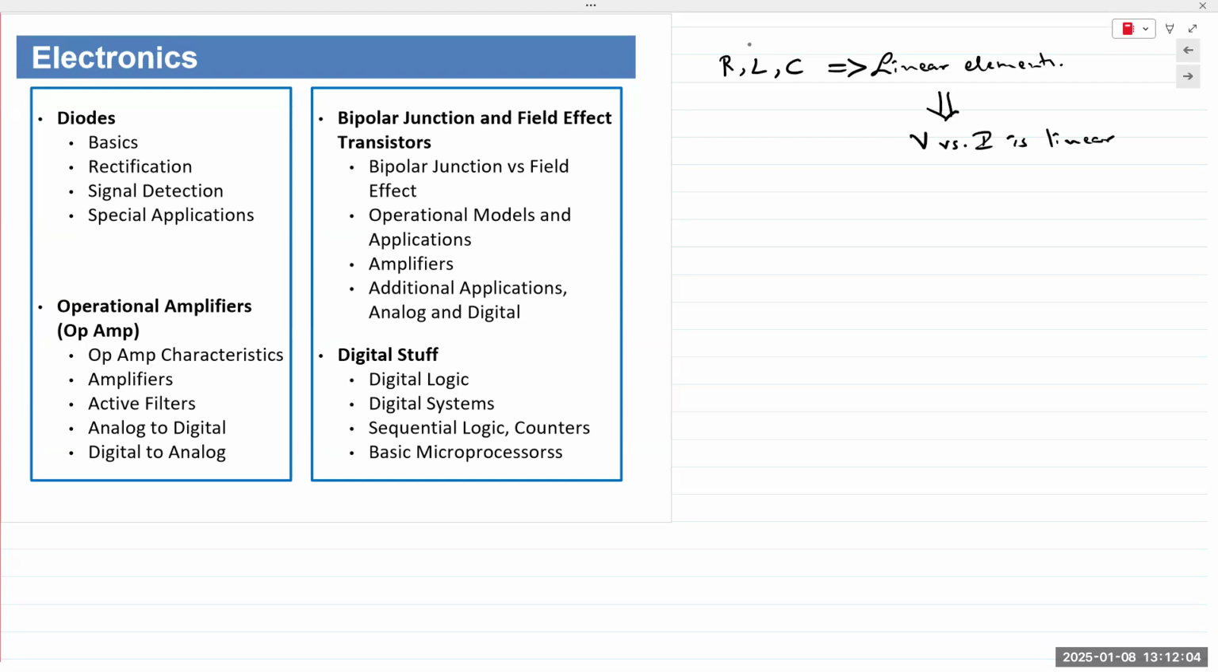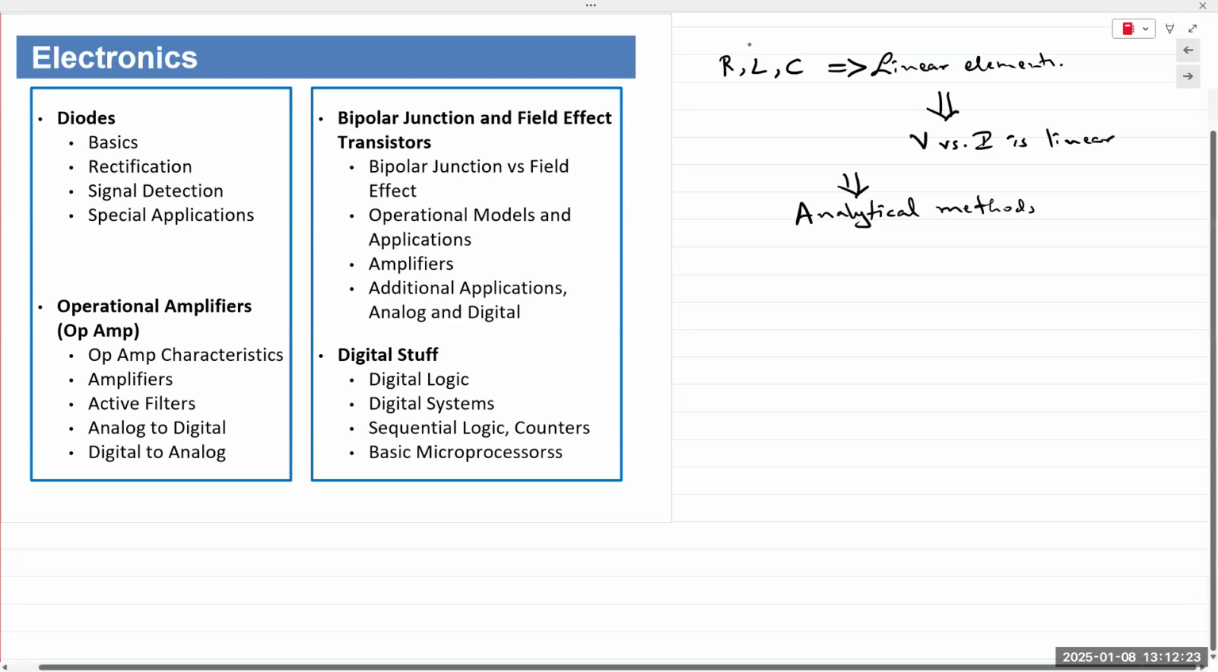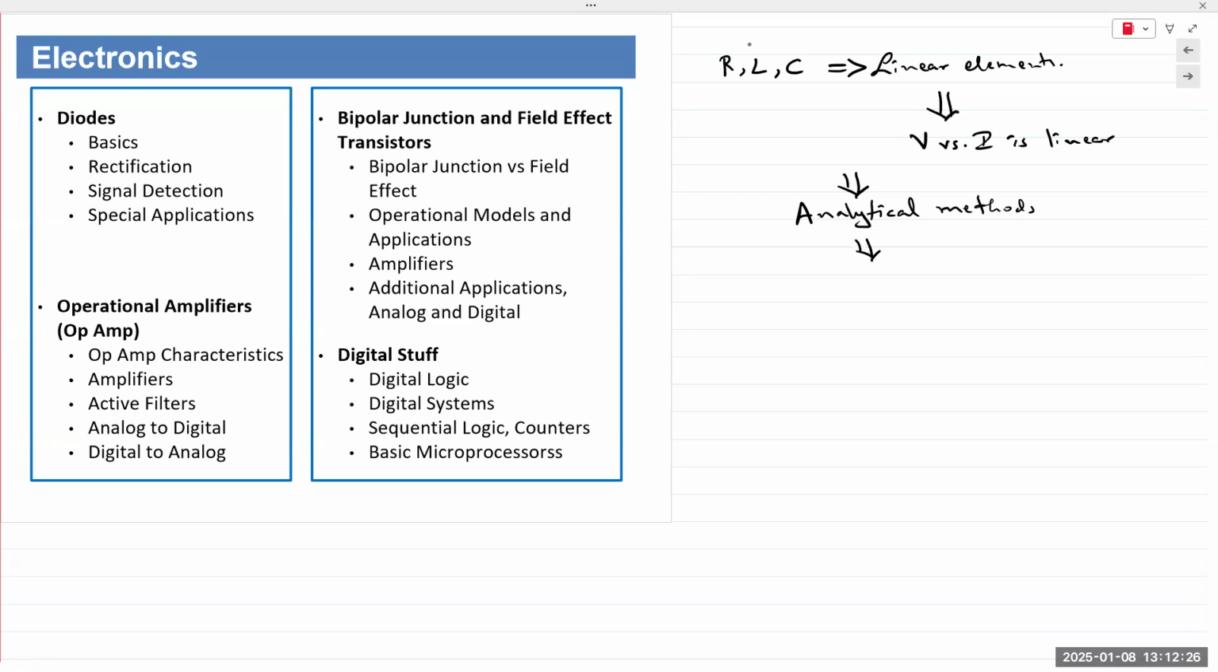The analysis of such circuits uses analytical methods. And so we say we use an analytical approach to solve for linear circuits. Now, analytical in this case means an exact solution. You have an equation, V equals IR, for example. If you know the resistance and the voltage, you plug in the values, you can calculate the current that is flowing through. If you know the current, you can calculate the voltage and vice versa. And so the solution is exact.